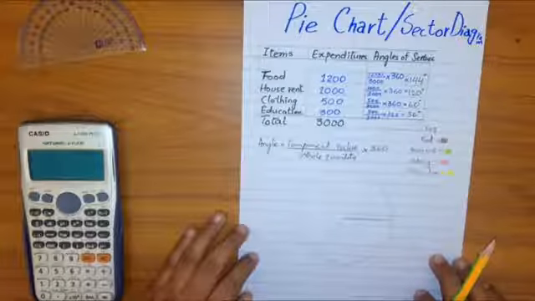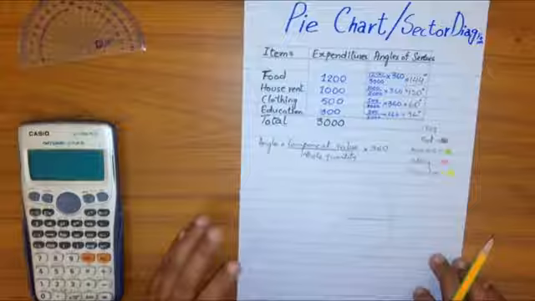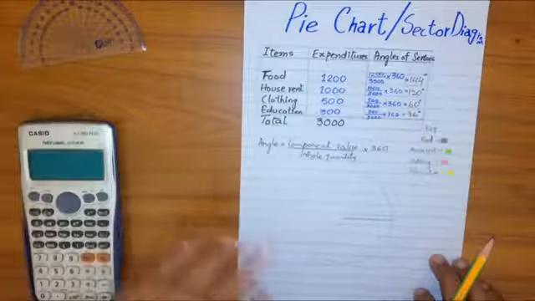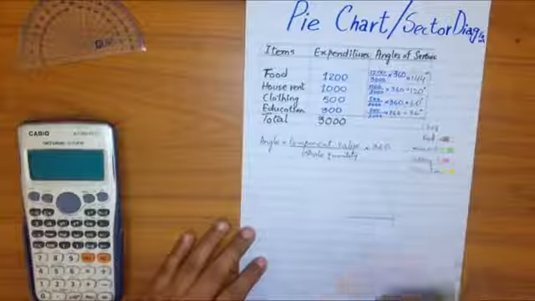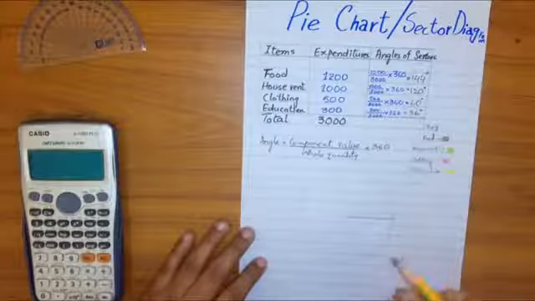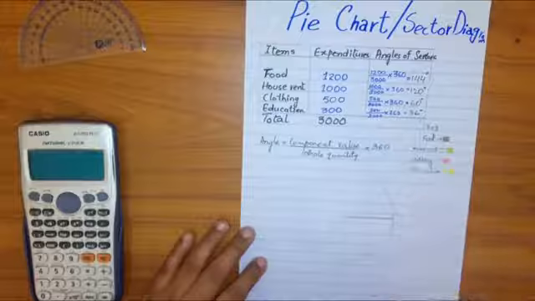In this video we are going to learn how to construct a pie chart. Before constructing it, first of all we need to know what a pie chart is. Basically it is a graphical device of circular shape broken into slices, or we can say subdivisions. These subdivisions are called sectors.